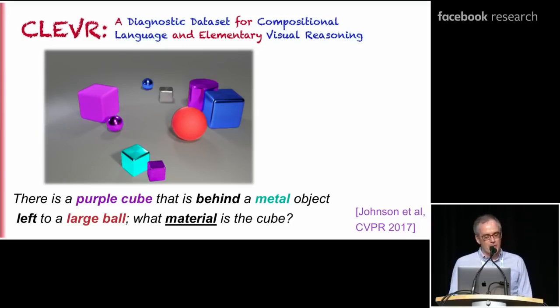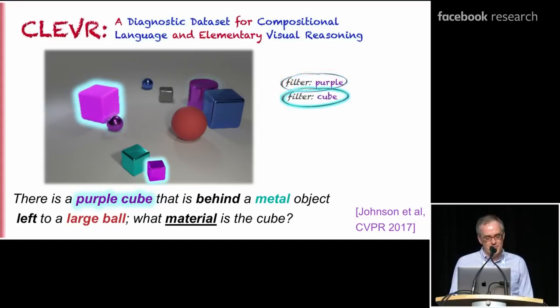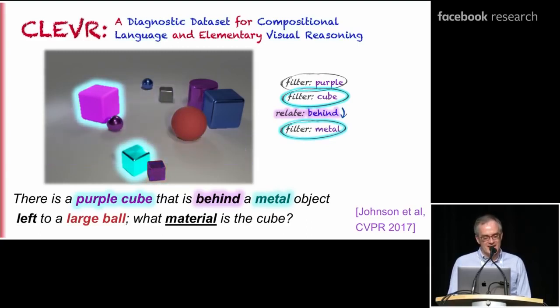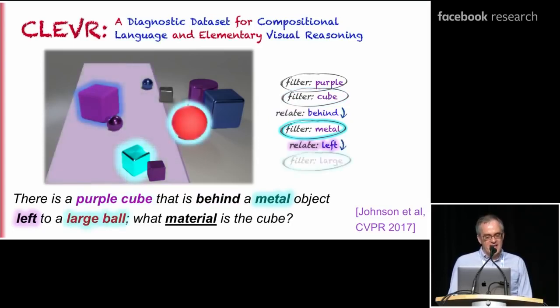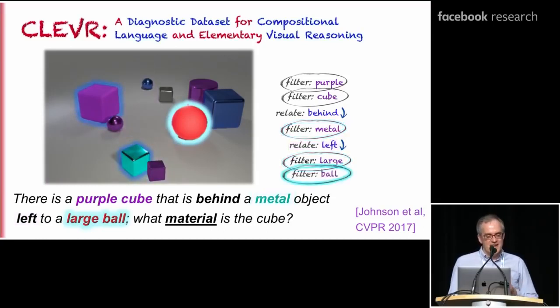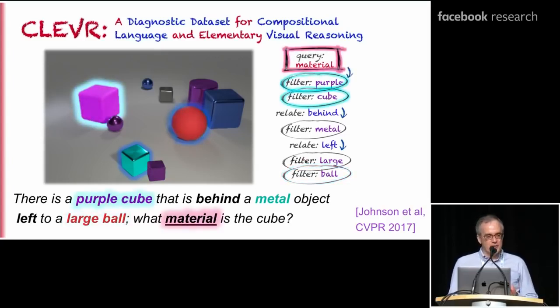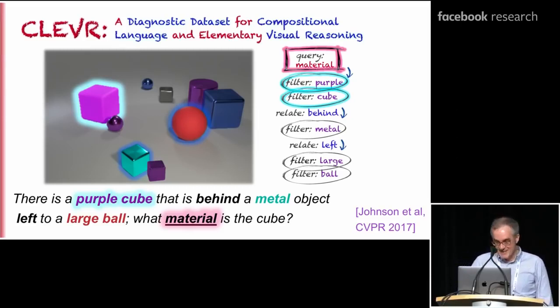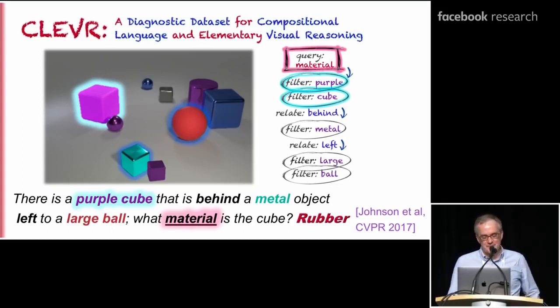So if we just walk through for a moment what you have to do: you start with there being a purple cube, so there are a couple of purple cubes. Then it says it's behind a metal object, so there's a metal object and the things behind it. Then left to a large ball, so there's a large ball and the things left to it, so that pretty much narrows it down to a certain purple cube. And then it asks, what material is the cube? And you probably think, gosh, I don't know, what material is that? But it turns out in the CLEVR dataset, there are only two materials. Things are either metal or rubber. So if they're not shiny, they're rubber. And so the answer is that this is rubber.